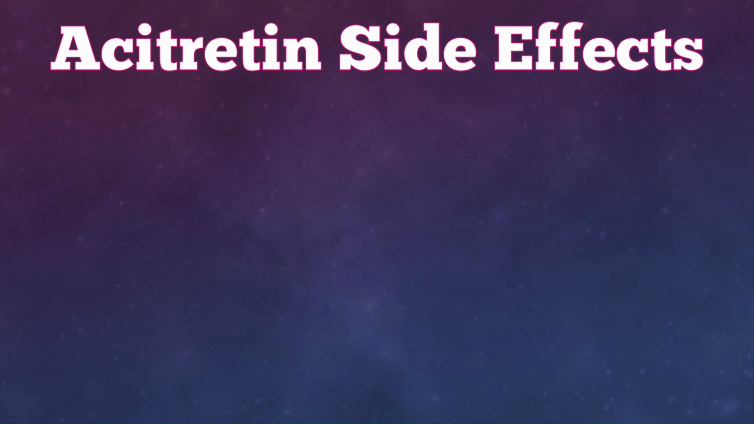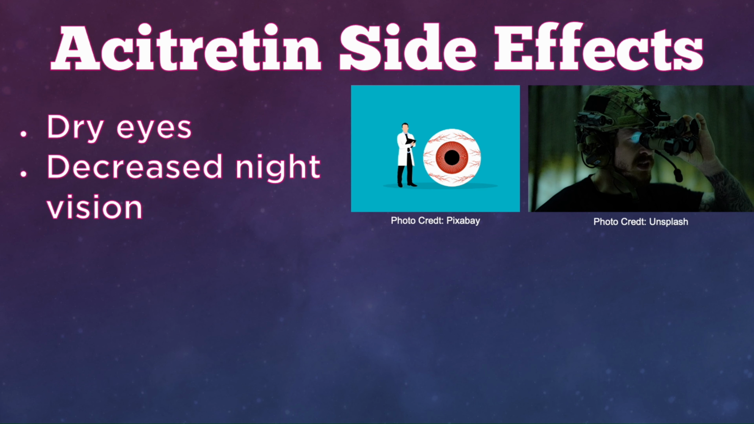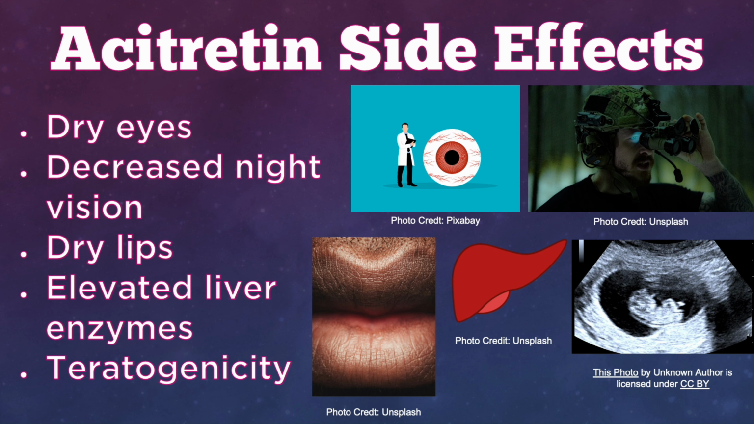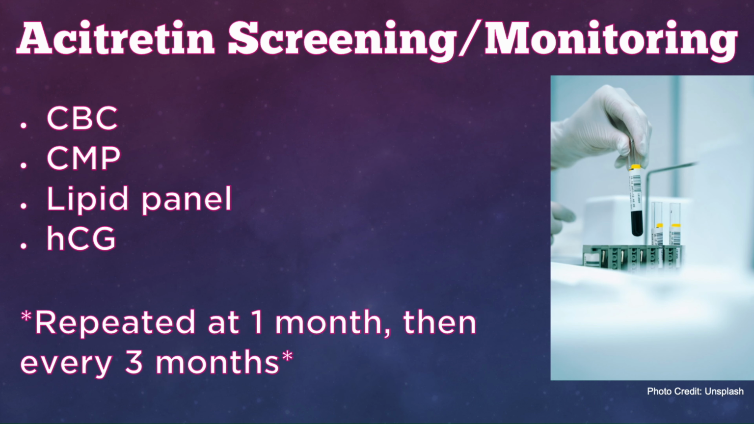Side effects of acitretin include dry eyes, decreased night vision, dry lips, elevated liver enzymes, and teratogenicity. Screening labs include CBC, CMP, lipid panel, and a pregnancy test. These labs can be repeated at 1 month into therapy and every 3 months thereafter.